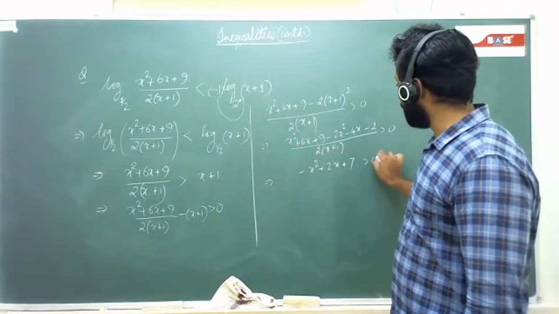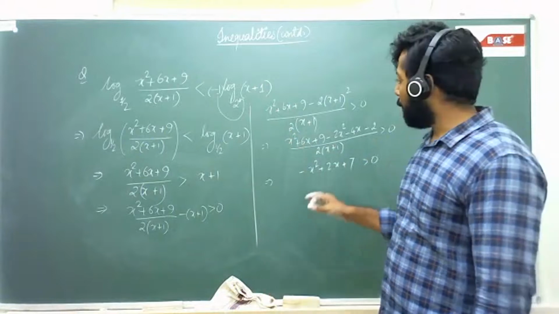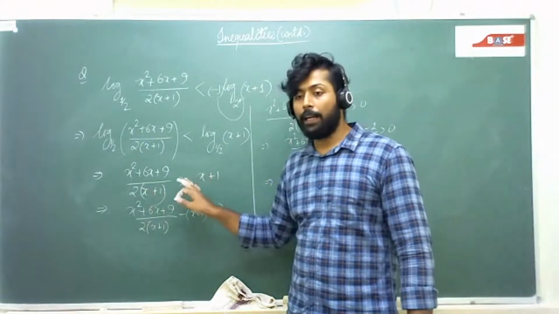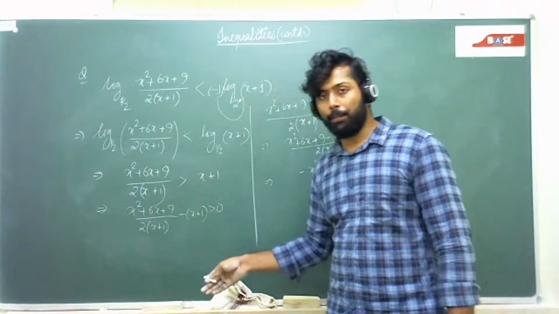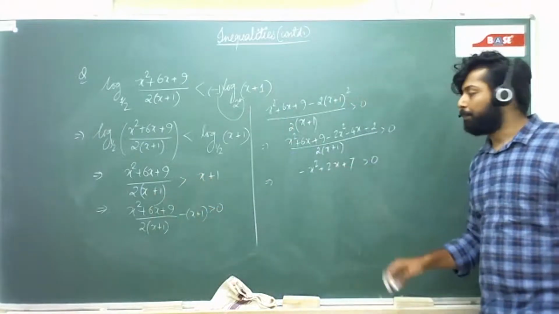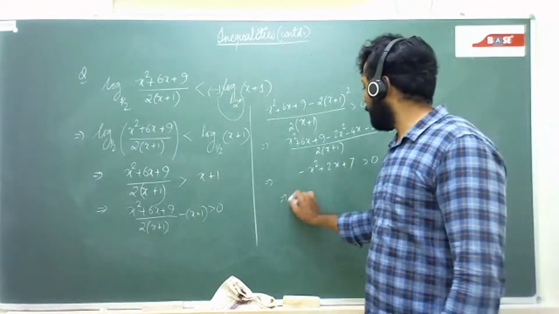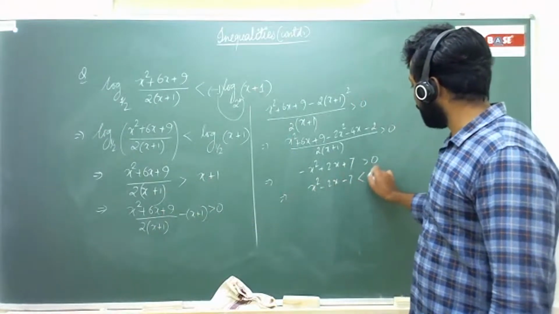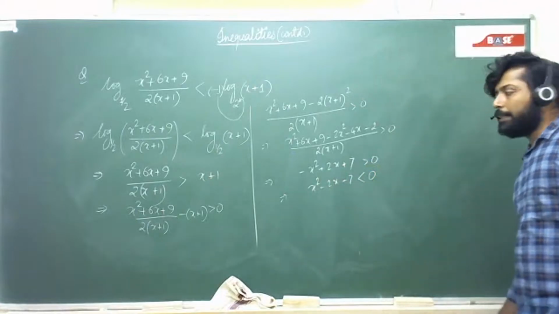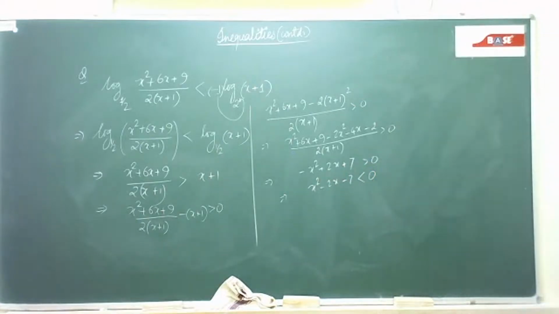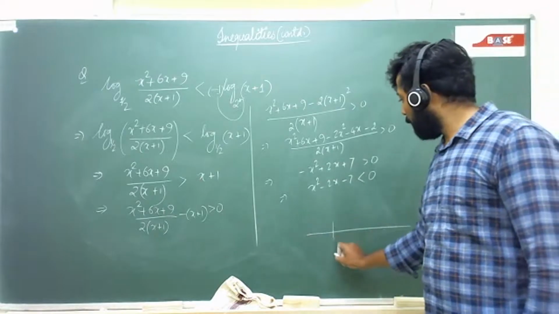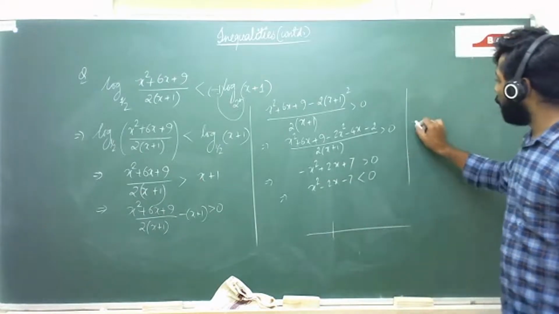We can transpose and make it to 0. Eventually, I can tell you one more thing, that x plus 1 is positive here. So actually you can transpose it here and cross multiply and manipulate. Ultimately, we'll end up here again. Now, if we take negative outside, the inequality sign will change. Finally, the roots. If we check, the roots will come by quadratic formula.